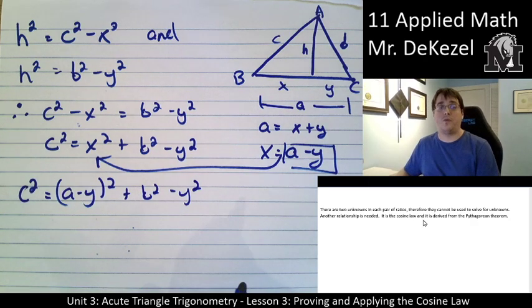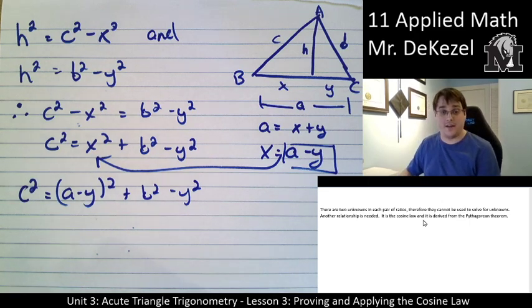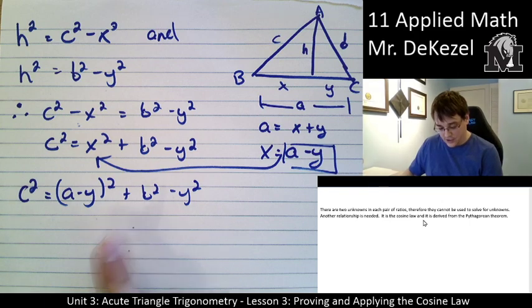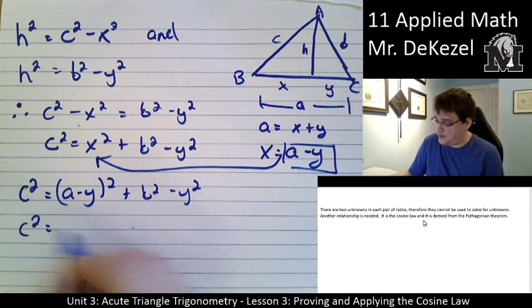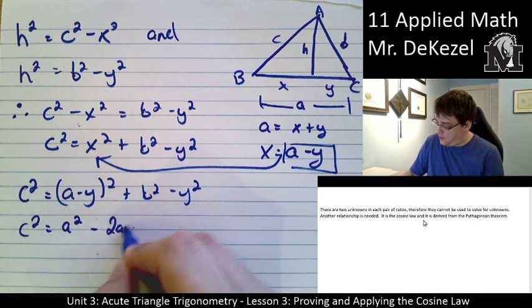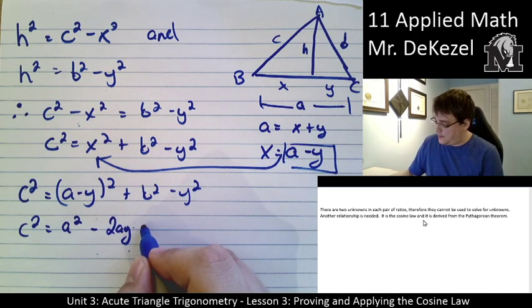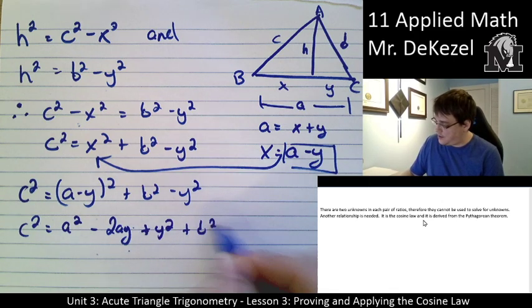And if you're going like, wow, this is a little bit complicated, again, I'm just showing you this so you know how we get to the equation overall. So you have a general idea. I didn't just pull these things out of nowhere. I'm going to multiply this out, so I'm going to FOIL it. So c squared is equal to a squared minus 2ay plus y squared plus b squared minus y squared.